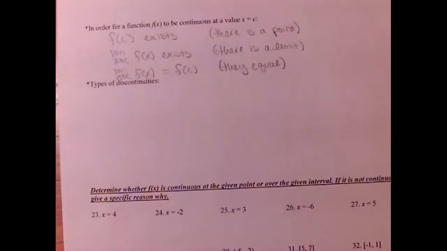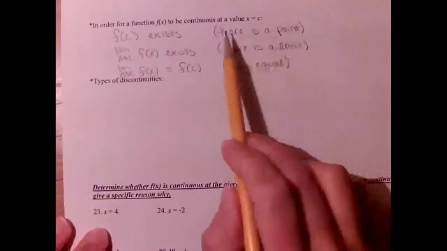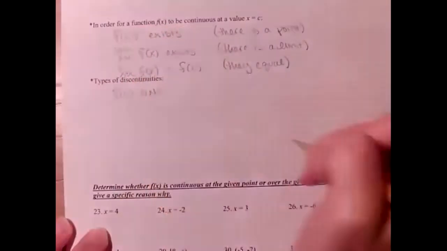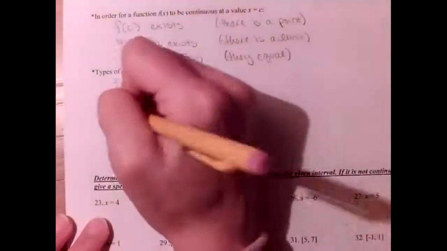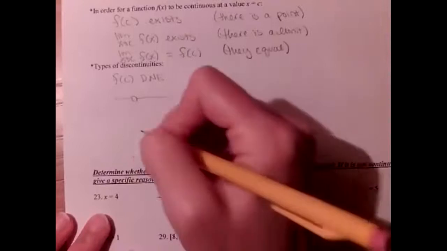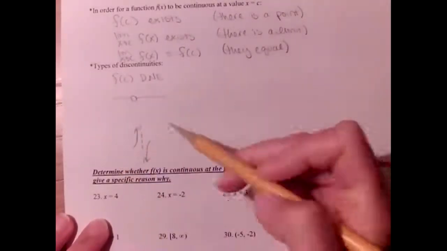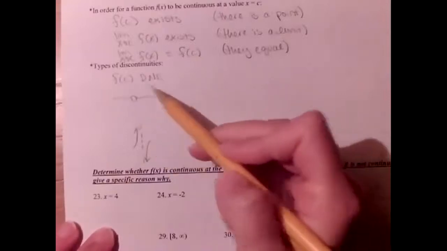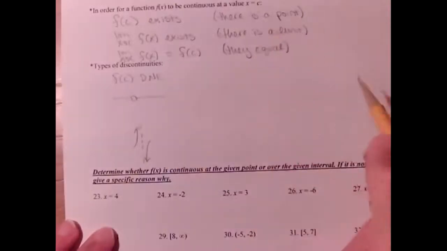So let's go through the types of discontinuities. Like, how can these rules get broken? So breaking the first rule, if you don't have a point, then your functional value does not exist. And there's a couple ways that can happen. If you don't have a point, instead you could have a hole, or you could have an asymptote. So those are the 2 ways that you could break the first rule. You could have a hole or you could have an asymptote, but there's not a point on the graph.